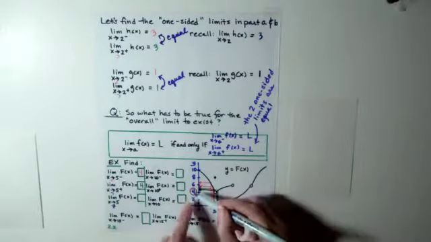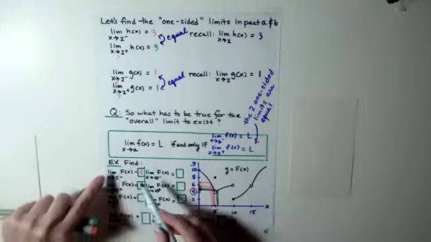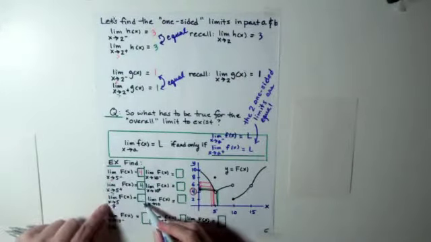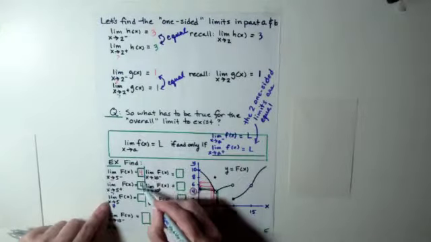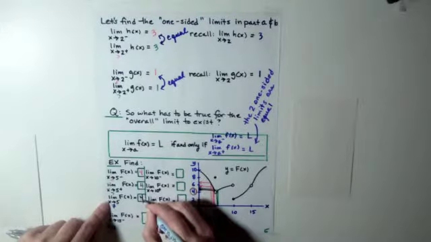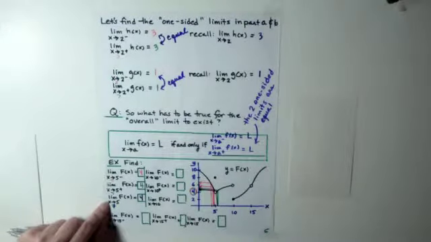And they are. They're collecting around 4. The limit from the left was 4, the limit from the right was 4, and so the overall limit exists because these two numbers are equal, they agree with each other, and we would say then that the limit from both directions is the number 4. So the limit as x approaches 5 of f of x is equal to 4.